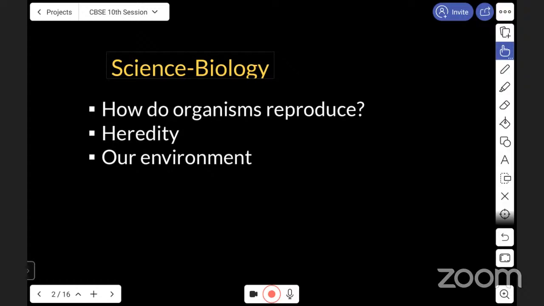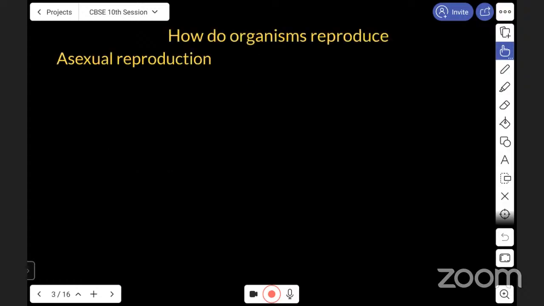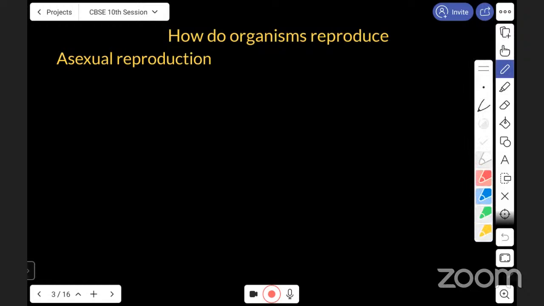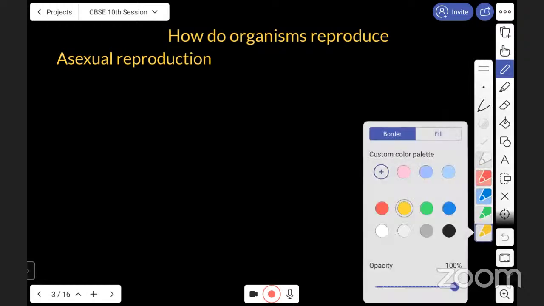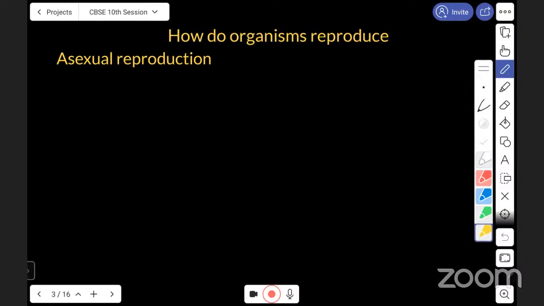Now let's see some of the important topics which everyone must revise. First, in the chapter How do organisms reproduce, you all have to go through all the important modes of reproduction. There are two types of reproduction: asexual reproduction and sexual reproduction, right? So all the different methods of asexual reproduction, that is binary fission.